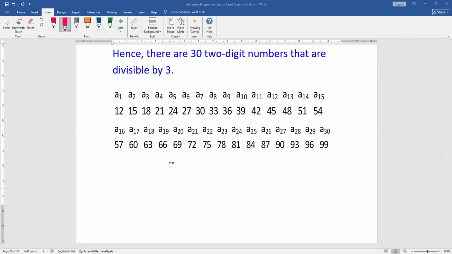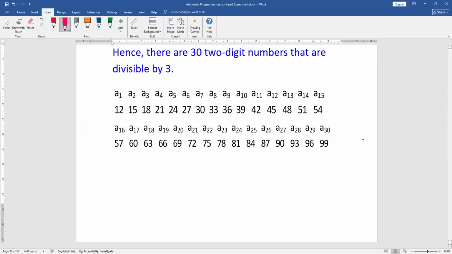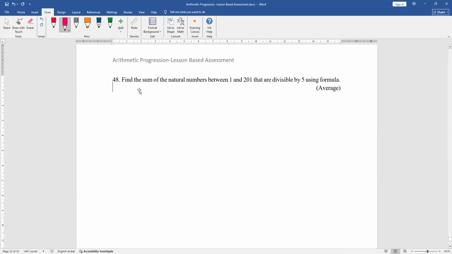Now I move on to next question, 48. Find the sum of natural numbers between 1 to 201 that are divisible by 5 using the formula. So I need to find out the sum here. Okay. So the natural numbers between 1 to 201 that are divisible by 5 are 5, 10, 15, so on up to. And the last term will be 200 because 201 is not divisible by 5. So the last term will be 200. So let us write the sentence.